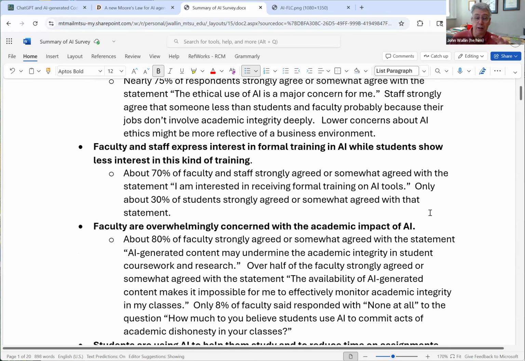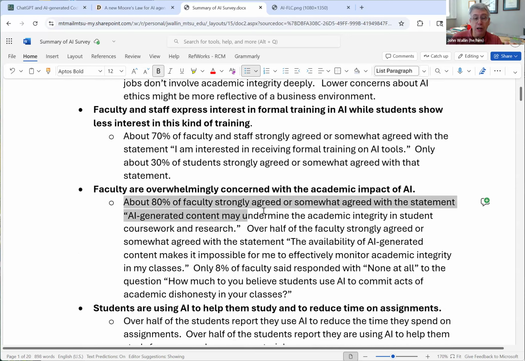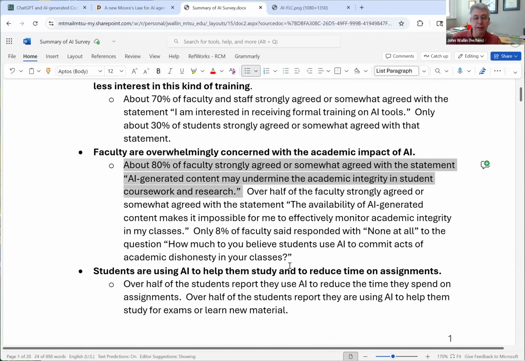Basically, faculty and staff are really interested in formal training. Students are not, but faculty and staff are wondering what the heck is going on and how do I deal with this? So like 70% of faculty strongly agreed with the statement that I'm interested in formal training. Faculty are overwhelmingly worried about it undermining the academic integrity of their courses. 80%, right? So that's huge.